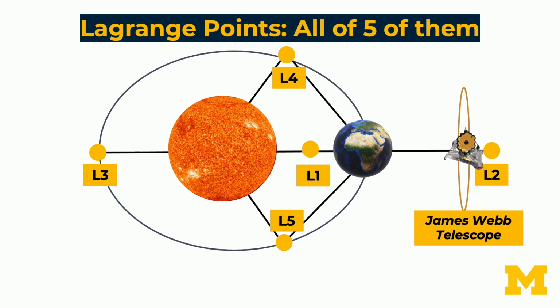So there are actually 5 of these points. The other 3 are a little bit more challenging to describe, but they're all basically points at which forces are balanced with each other. The force of gravity of Earth, the force of gravity of the Sun, and centripetal force. All 3 of them balance each other out at these 5 locations. And we put satellites at some of these locations to actually help us in some ways.